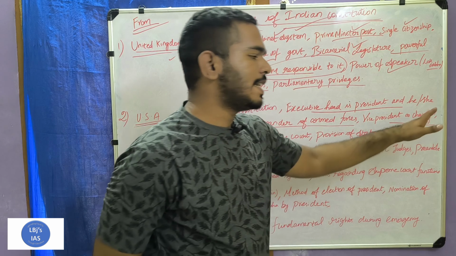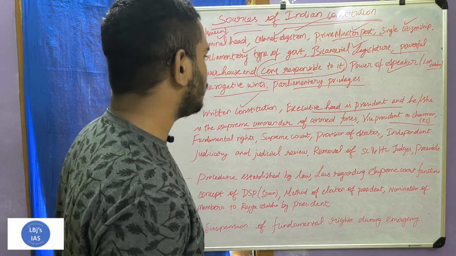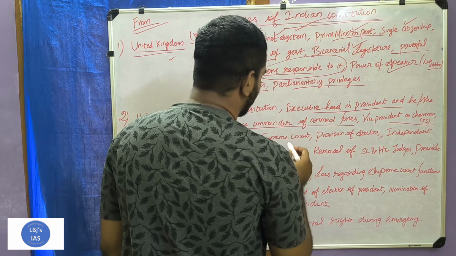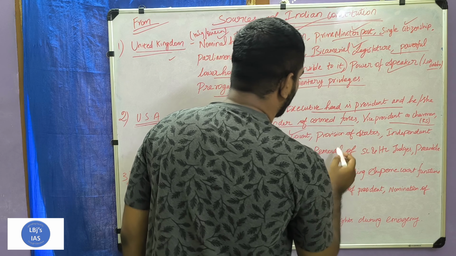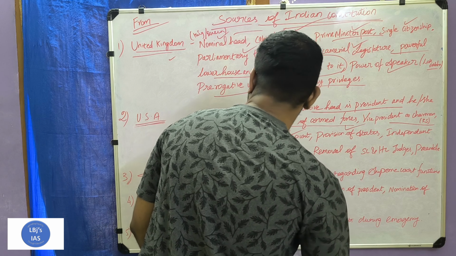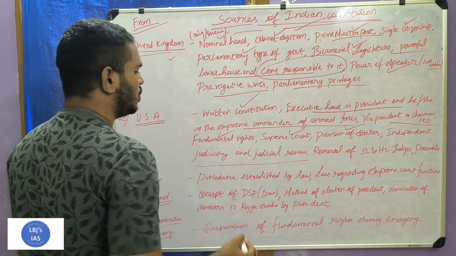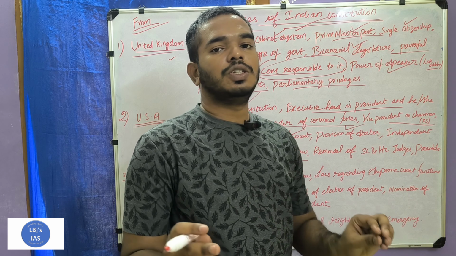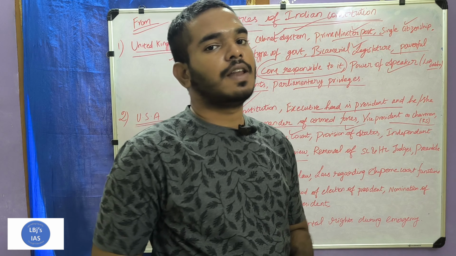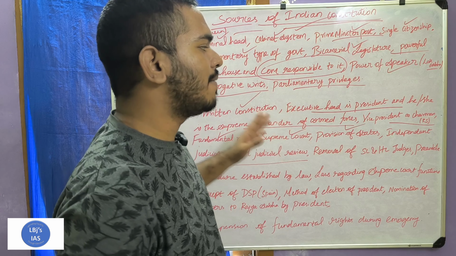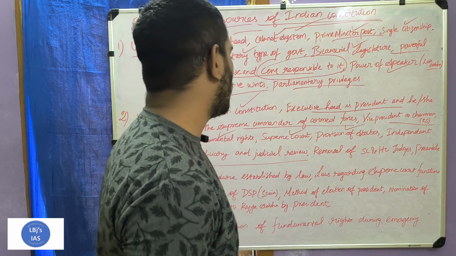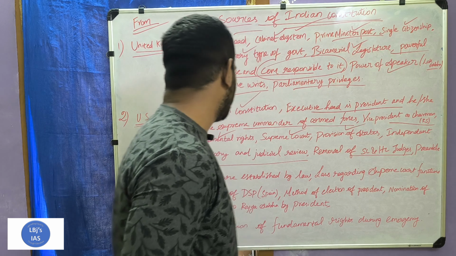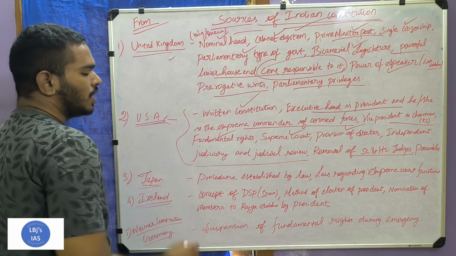Then vice president as chairman of the Rajya Sabha. So in India, the Rajya Sabha chairman is the vice president. Then fundamental rights. Then the Supreme Court's provision of states. Then independent judiciary and judicial review. Independent judiciary means that in India, the judiciary is independent from the legislature and the executive organs of the government. Likewise, in the US also, it is an independent one. Then removal of state high court and Supreme Court judges. Then preamble. So these are all the provisions that were taken from the USA.